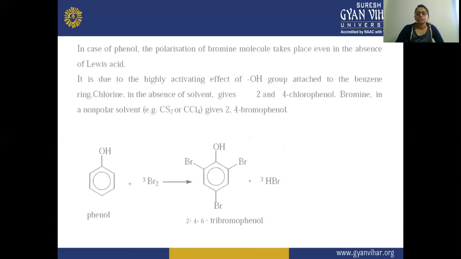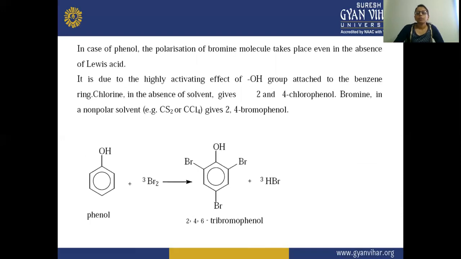Next, you can see the reaction. In the case of phenol, the polarization of the bromine molecule takes place even in the absence of a Lewis acid. There is no need of a Lewis acid because the OH group attached to the benzene is highly activating. Chlorine in the absence of solvent gives 2,4-dichlorophenol, and bromine in a non-polar solvent, such as CS2 or carbon tetrachloride, gives 2,4-dibromophenol.